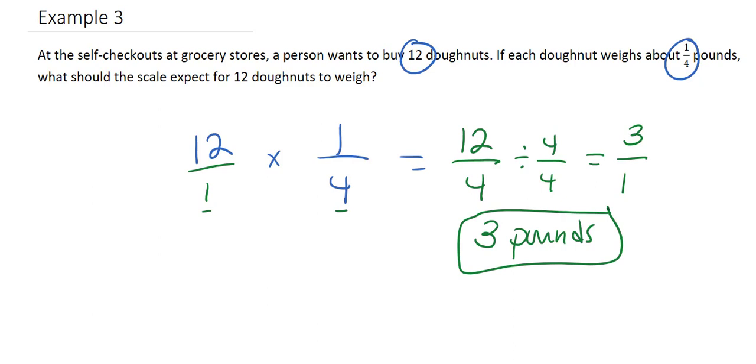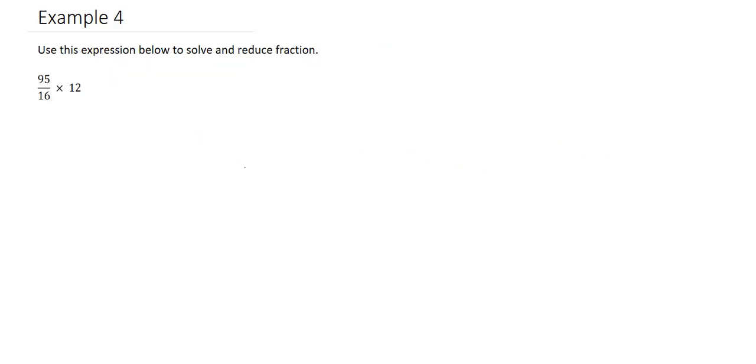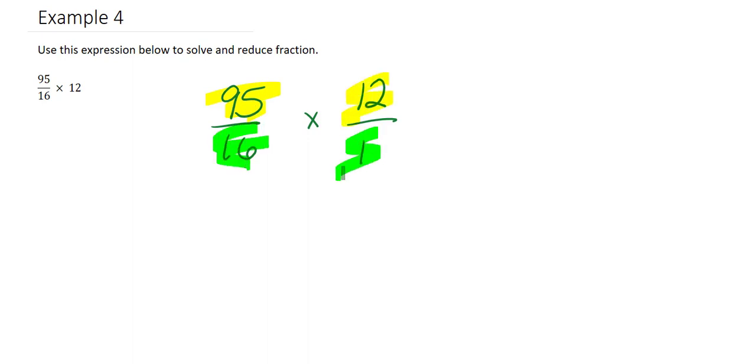Now let's look at the last example. Example 4, we're going to use the expression below to solve and reduce the fraction. So we have 95 over 16 times 12, and we're going to put that over 1. So we multiply the top together and we multiply the bottom together. But we're going to look to see if we can actually reduce before we even go on, right? So notice we have a 12 and a 16. Well, those can both be divided by 4. So 12 divided by 4 is 3. 16 divided by 4 is 4.